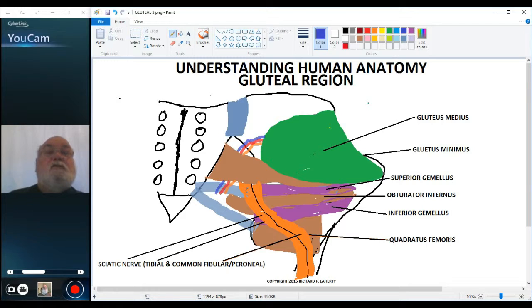Now, the last muscle in this region that we will talk about is the gluteus maximus muscle. And again, as the name implies, this is the largest of the gluteal muscles. It takes origin from the ilium, from the sacrum, and from fascia.